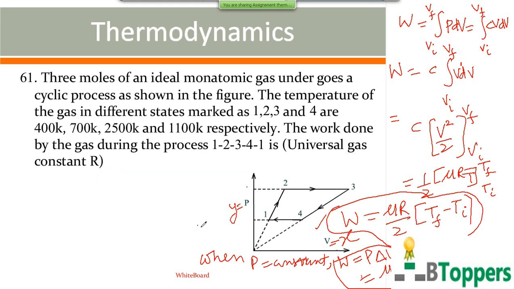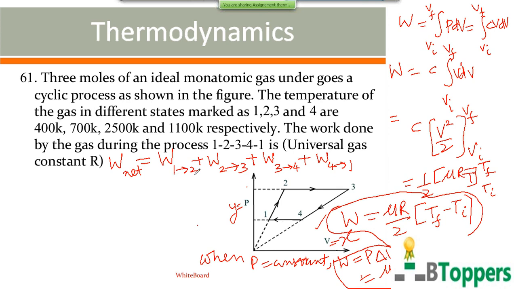So total work done by the gas during the complete cycle, or net work done by the gas for the complete cycle, is the work done by the gas for the process 1 to 2, plus work done by the gas in the process 2 to 3, plus work done by the gas in the process 3 to 4, plus work done by the gas in the process 4 to 1.